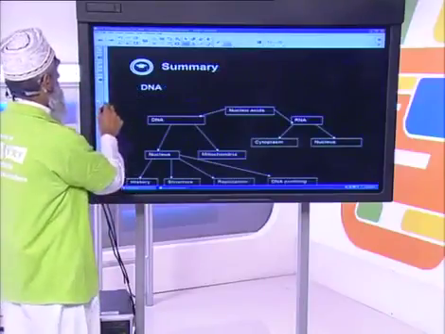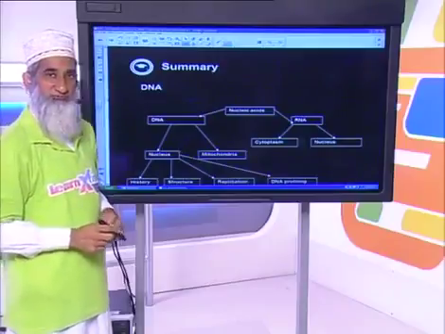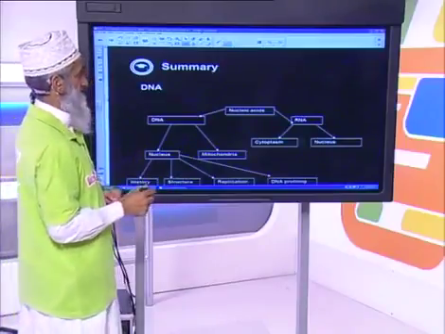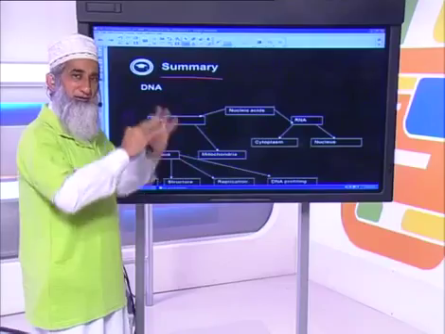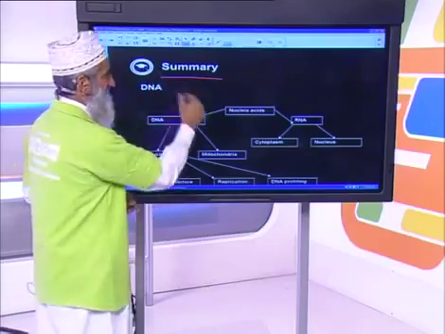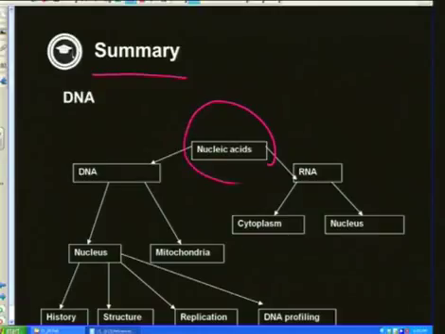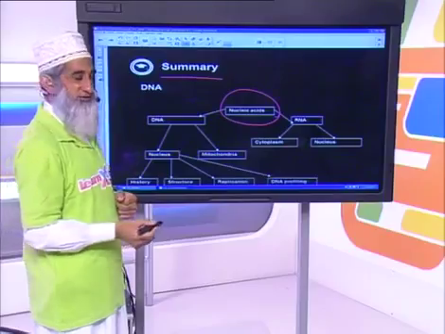Now let's look at what this section is all about. Summary of the work that we're going to do. What are we talking about? DNA. But on the whole, the section deals with nucleic acids. These are molecules that are found in the nucleus and the cytoplasm. What are these two nucleic acids that we are talking about?